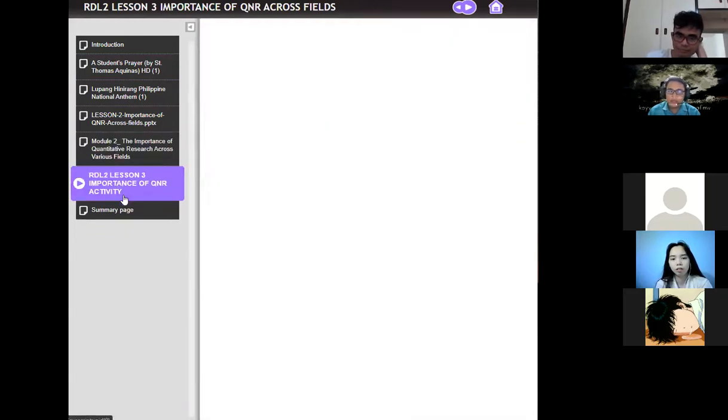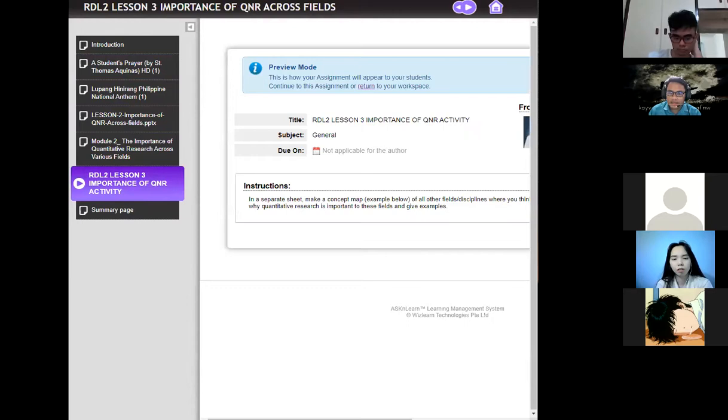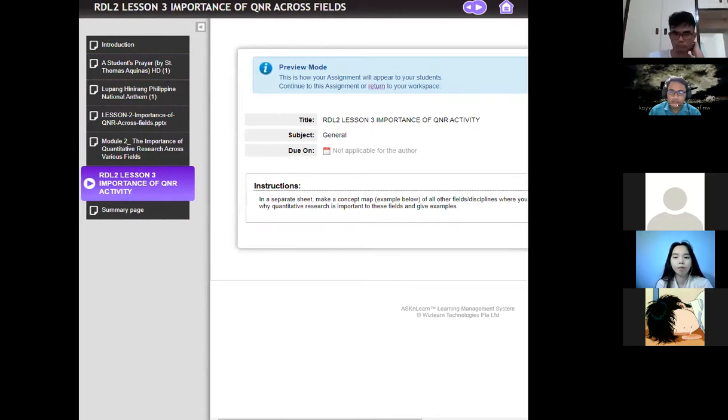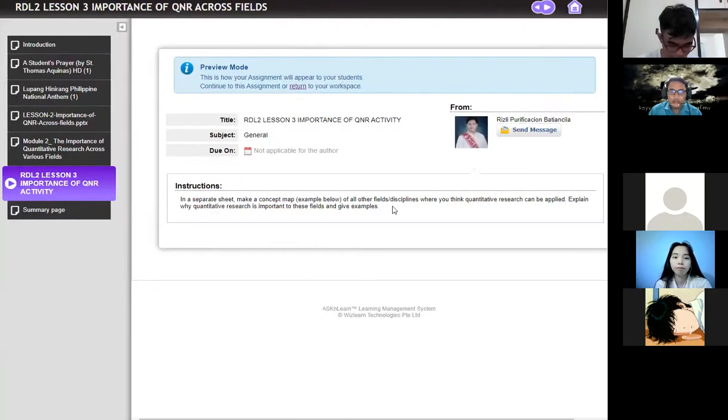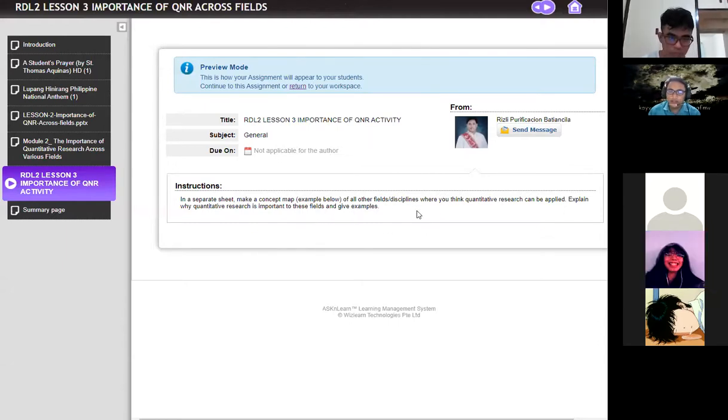Bago ko i-play yan, I would like to remind you that there will be an assignment or an activity of yours. So in a separate sheet, make a concept map. So yung example later on na papakita ko of all other fields or disciplines where you think quantitative research can be applied, and explain why quantitative research is important to these fields and give examples. Sorry. So ganito na lang. No need for you to have a concept map. Okay, so pwedeng diretso na lang.